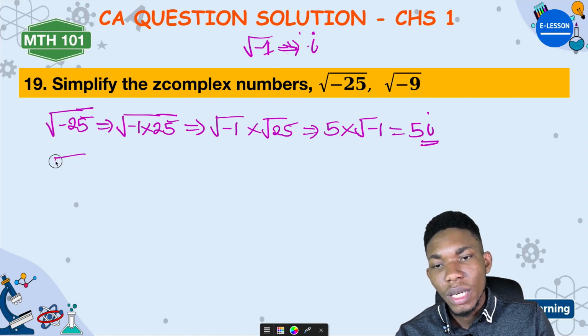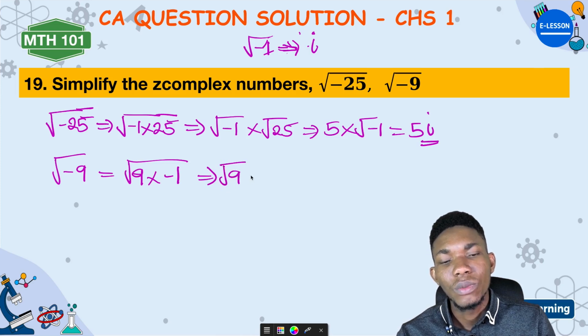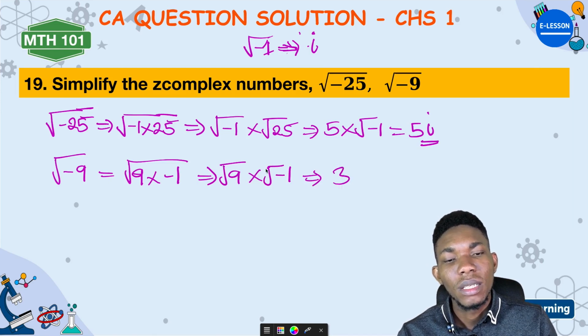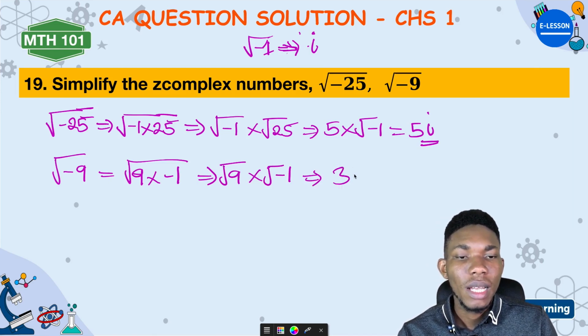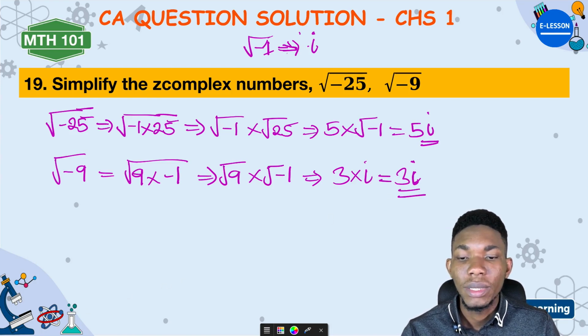Same thing is applicable here. This is root of minus 9, which we can also write as 9 times minus 1, whichever way you want to write it. This can also be written as root 9 times root minus 1. Root 9 is what? 3. Root minus 1 is what? Iota. So it becomes 3 times i, which is 3 iota. This is the simplest question here.